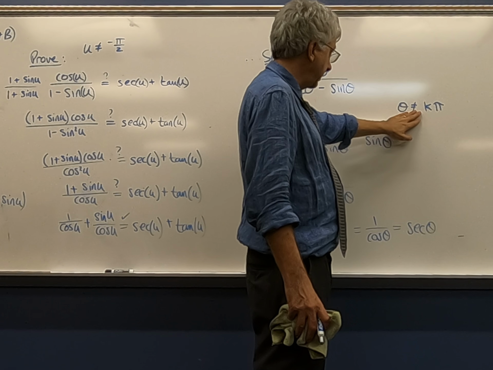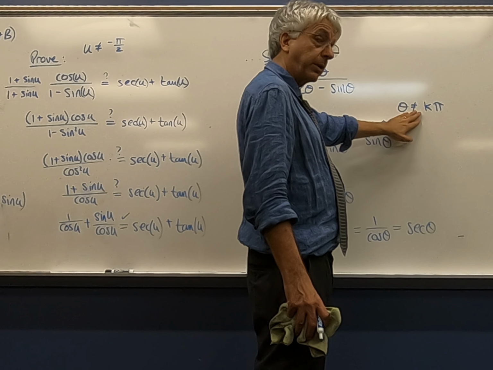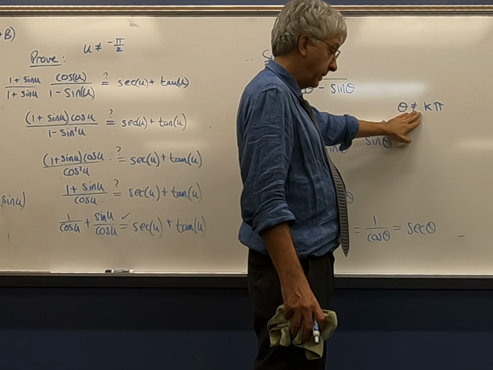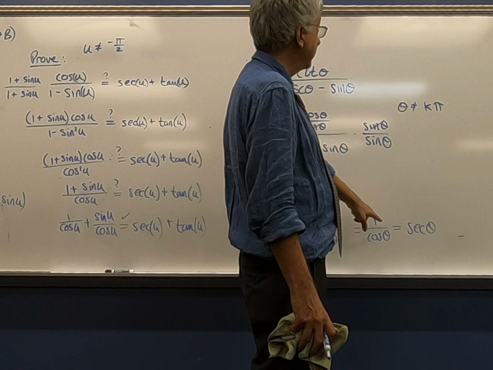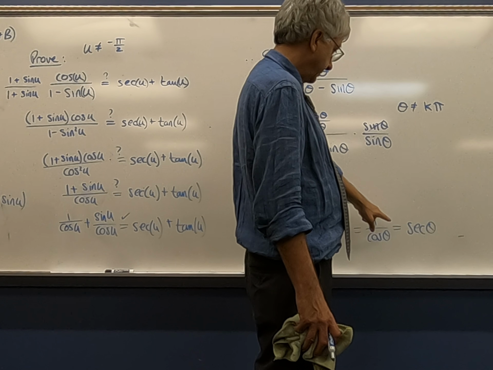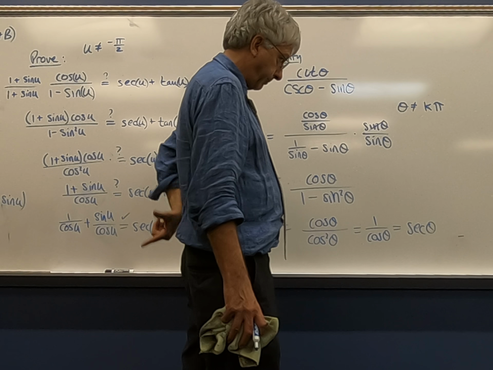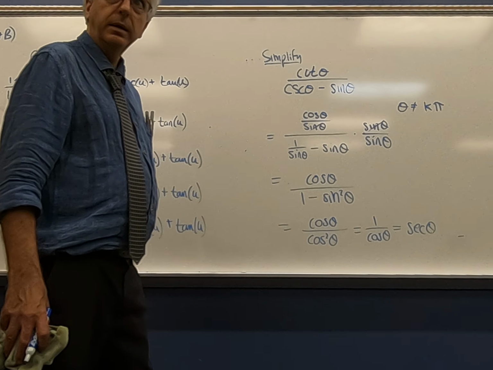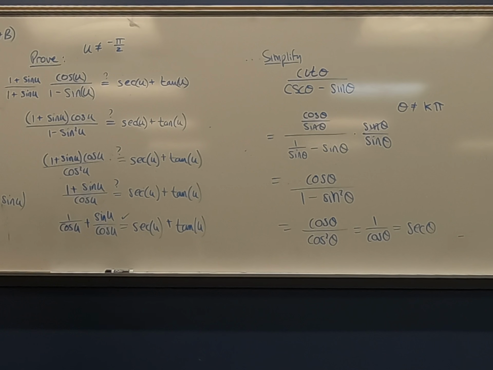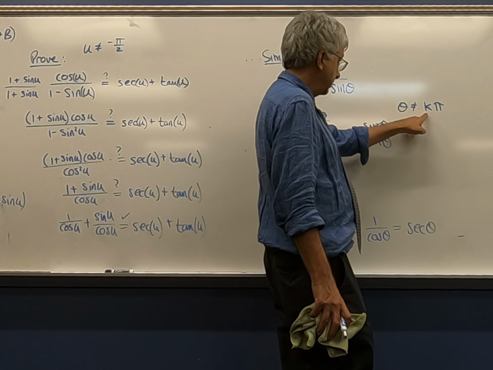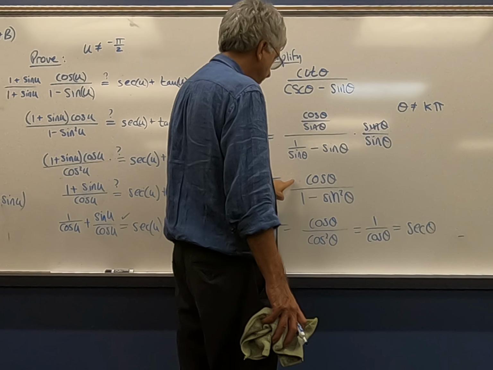provided that, does the proviso now matter? Is this thing defined at a multiple of pi? Yeah, but cosine of pi is -1, right? Cosine of 0 is 1. So this would be defined at these points where none of these were defined. So where do we lose it?